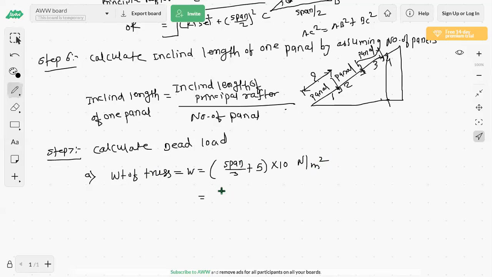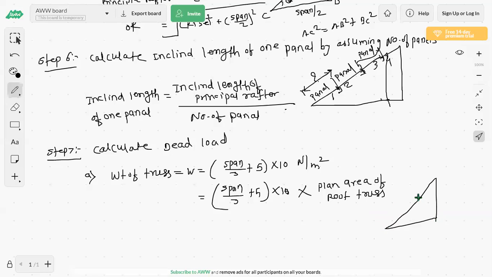So if we multiply span by 3 plus 5 into 10, this is the weight in Newton per meter square, into the plan area of roof truss. Plan area of roof truss. It means, plan area means this is the inclined area. This area is the inclined area of the roof truss.